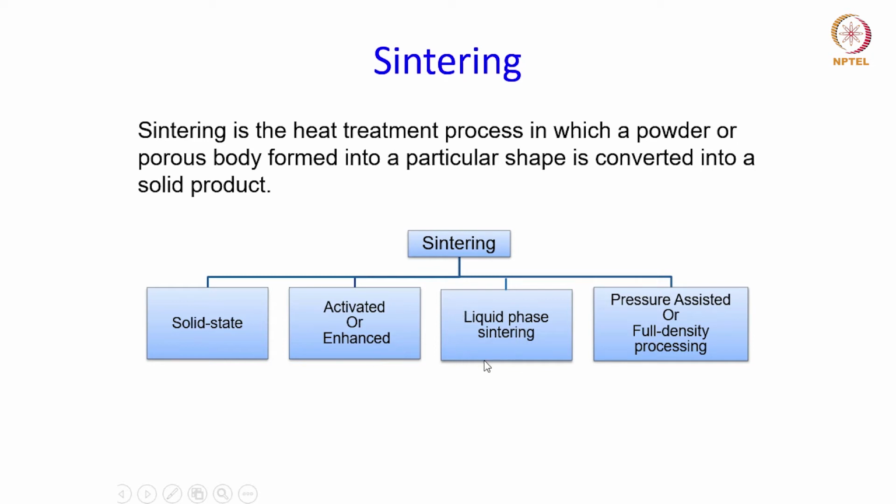And then when a liquid phase is involved, that is known as liquid phase sintering. This is different from the conventional solid state sintering in the sense that apart from the main solid phase which is to be sintered, there is a second phase which will melt at the sintering temperature, and therefore a liquid phase is also involved in this case.